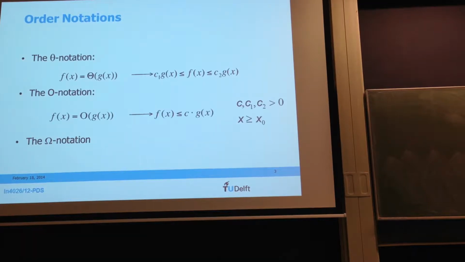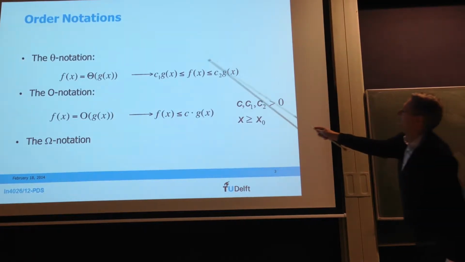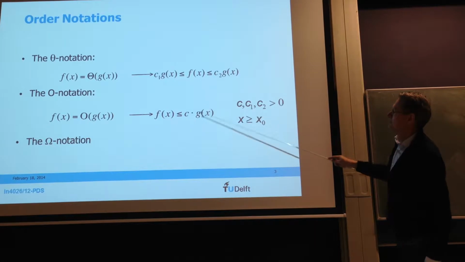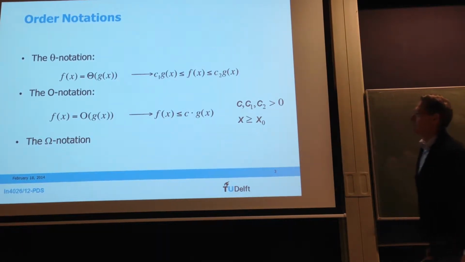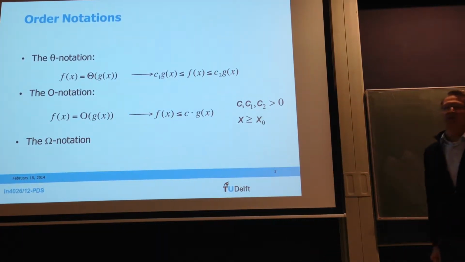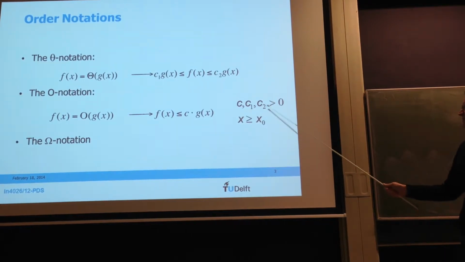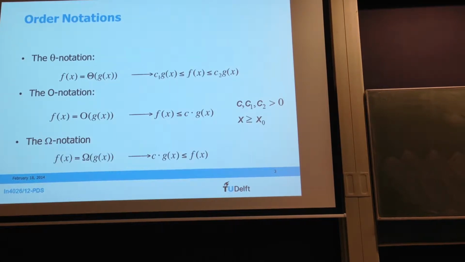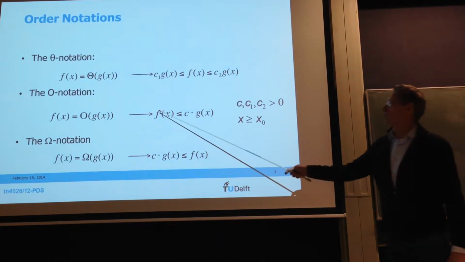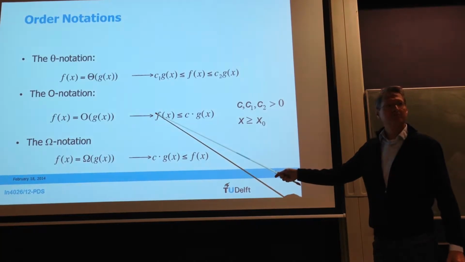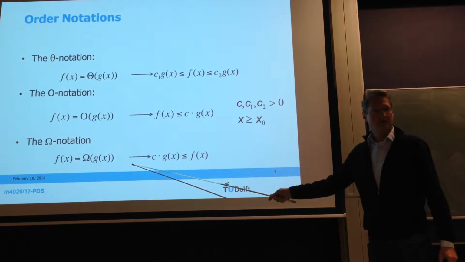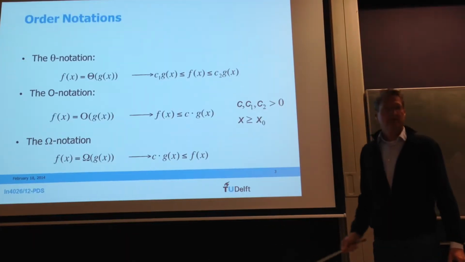The big O notation is basically just the right hand side. So it says that f of x is always smaller than c times g of x. So c, c1, c2 are always larger than 0, and x is equal or larger than an initial value x0. And the omega notation is the other way around. So this is what we call an upper bound, and this is what we call a lower bound, right?